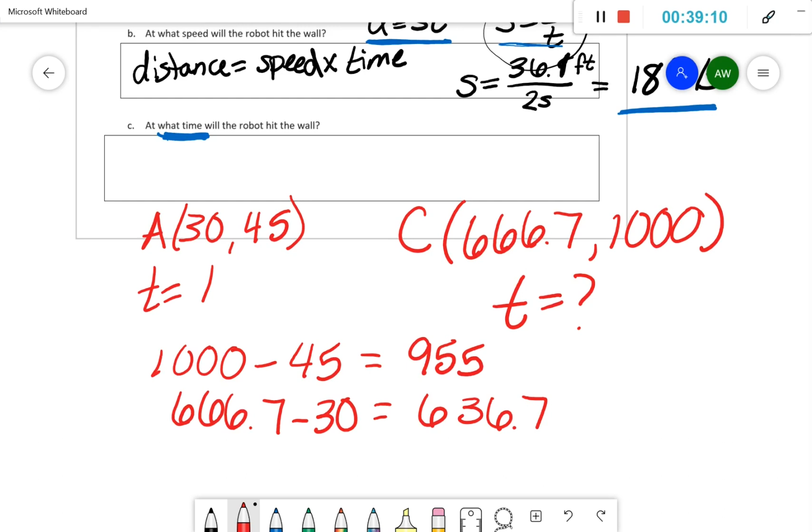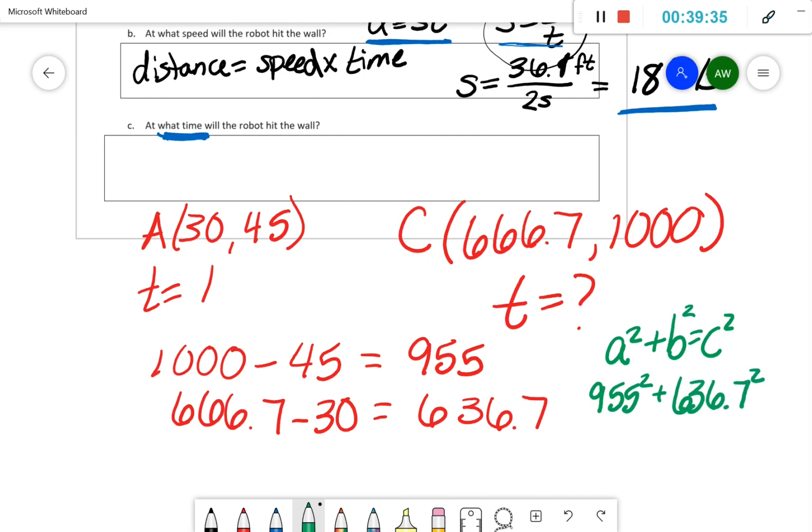So remember that when we used the Pythagorean theorem before, each of these numbers were our two distances for our legs. So if we think about our Pythagorean theorem, we have a squared plus b squared is equal to c squared. I'm going to use my first number as my a squared. Remember that a squared and b squared we can flip-flop because both of the sides are the legs. It doesn't matter which one goes where. So we have 955 squared plus 636.7 squared is equal to c squared.